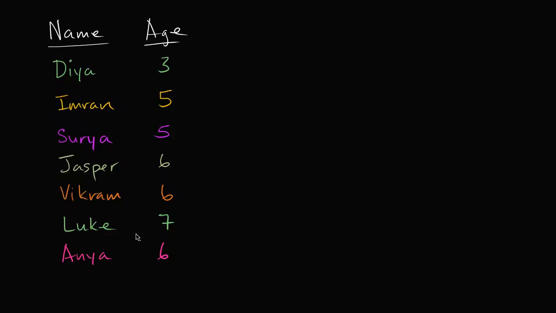Let's say we're having a birthday party, and these are the kids at the birthday party. And all of the kids have a bunch of different ages. And what we are curious about is how many kids of each age do we have? Well, to help think about that, we can draw what is called a line plot.